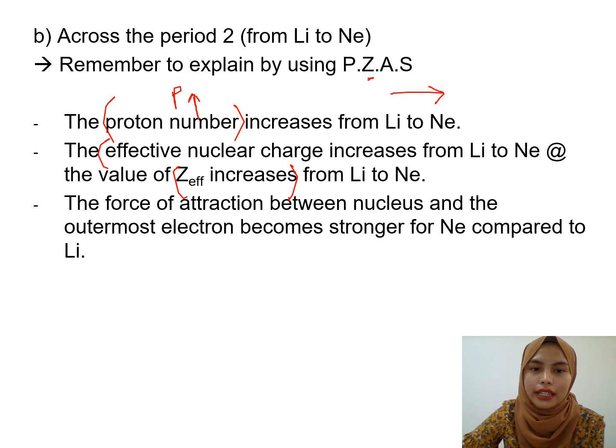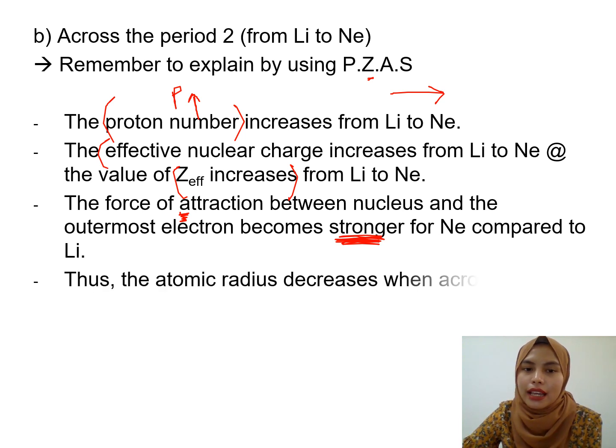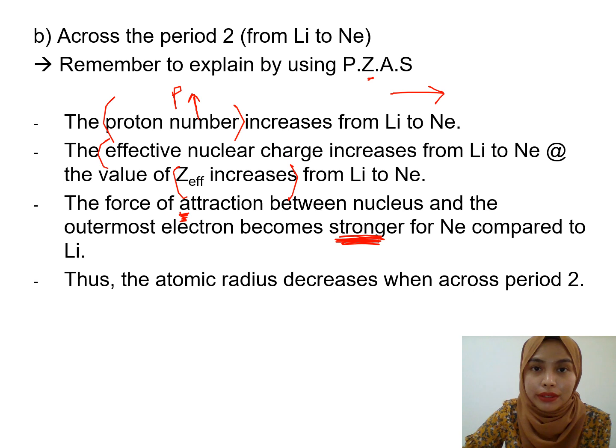Next, cakap pasal A. A adalah attraction. Attraction between nucleus and the outermost electron. Okay, sebab ZEF increase, the attraction between nucleus and the outermost electron will become stronger. Okay, bukan weaker, stronger for neon compared to Li. Therefore, the atomic radius decreases when across period 2. That's why across the period, the size of the atom will be decrease. Akan jadi kecil across the period.